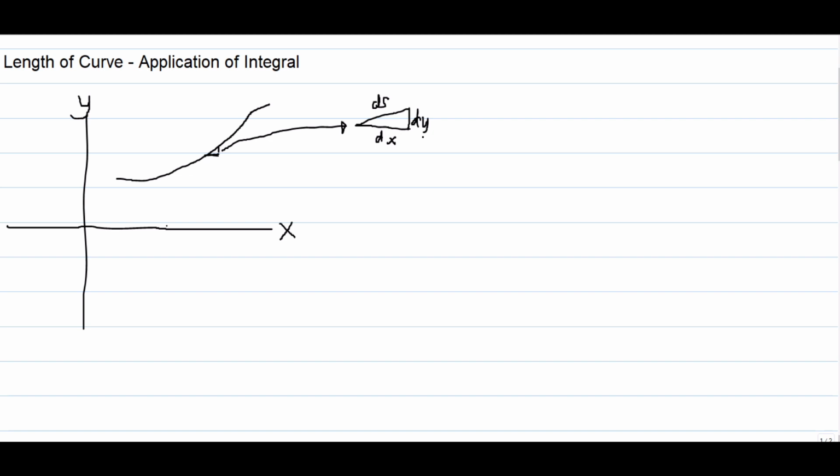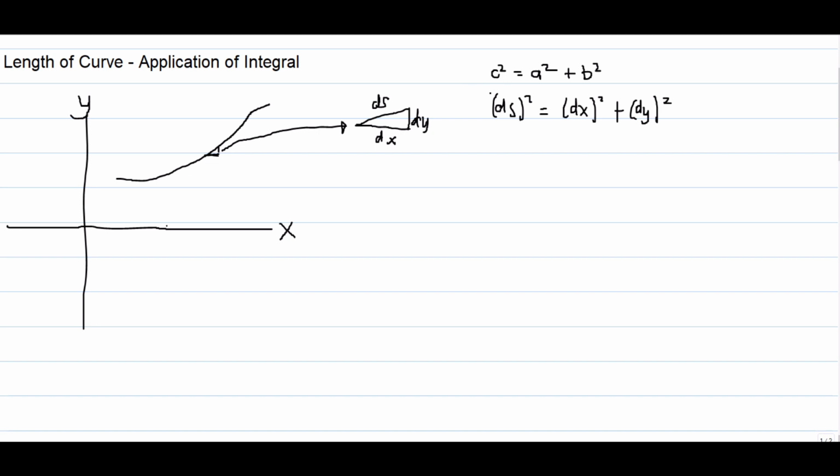Okay, so you know the Pythagorean formula: c squared equals a squared plus b squared. So if we write it out, the quantity of ds squared is equal to the quantity of dx squared, plus the quantity of dy squared.